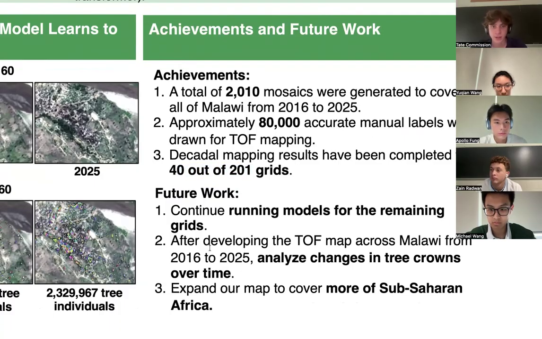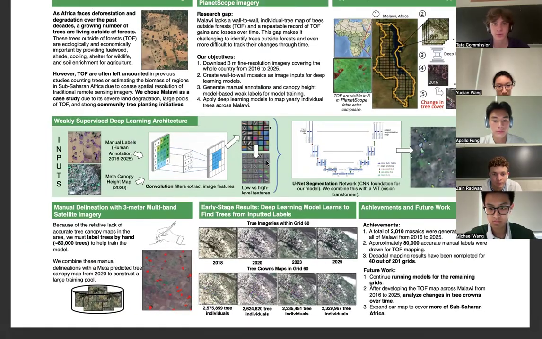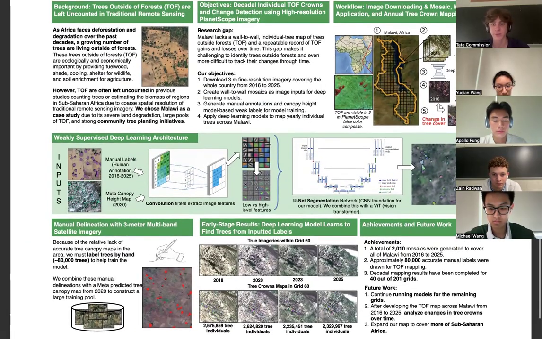Moving on to our future work, we're going to run models for the remaining grids, around 161 remaining grids. And then after developing our map, we're going to analyze changes in tree crowns over time, which we can apply to new ideas like biomass and biodiversity. We can analyze where the most change is happening and where the most growth is happening, and perhaps present our ideas to the people of Malawi. And then eventually, using this pipeline that we've used for the country of Malawi, we're going to expand to cover more of sub-Saharan Africa, which is a critical area for ecological research over the next couple of decades.